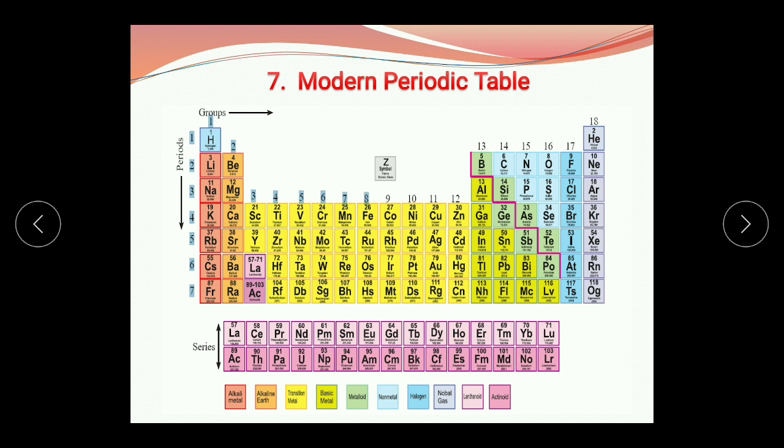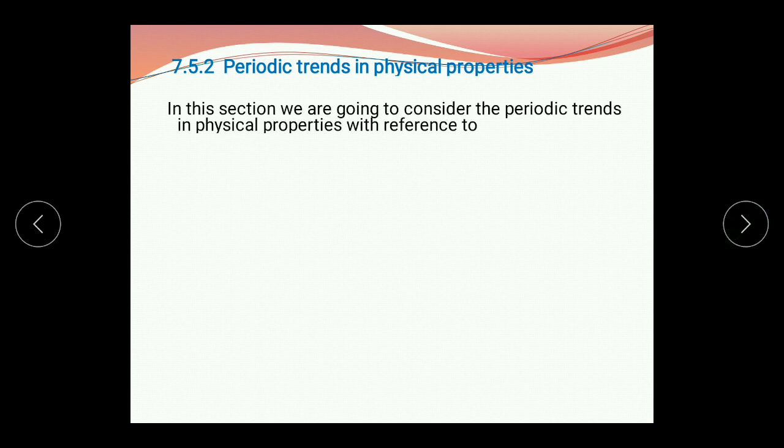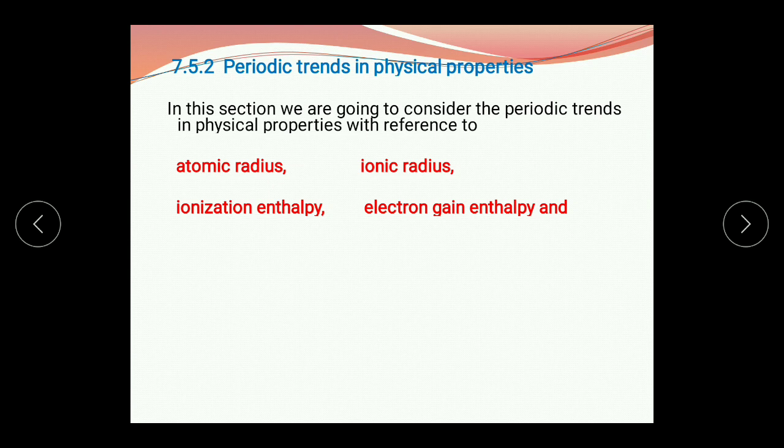Now, what are we going to learn in this session? In this session, we are going to learn about the periodic trends in physical properties. There are many physical properties of the elements that show periodicity. In this session, we are going to consider the periodic trends in physical properties with reference to five important properties. Which are those? The first one is atomic radius, second is ionic radius, third is ionization enthalpy, next is electron gain enthalpy, and the last one is electronegativity.